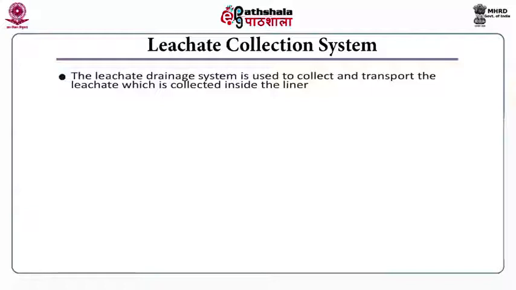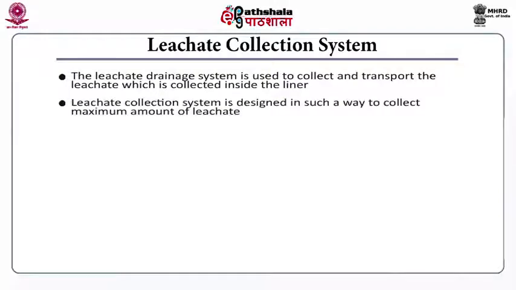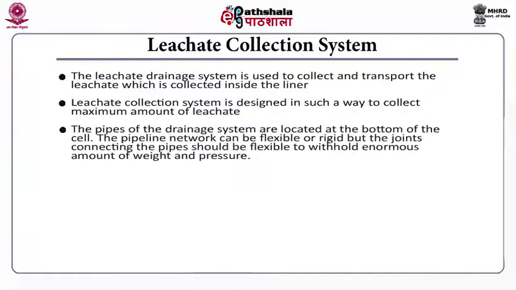When you talk about the leachate collection system, it is a drainage system which is generally used to collect and transport leachate which is collected inside the liner. It is designed in a way so that maximum leachate is collected. The pipes of the drainage system are generally located at the bottom of each cell.